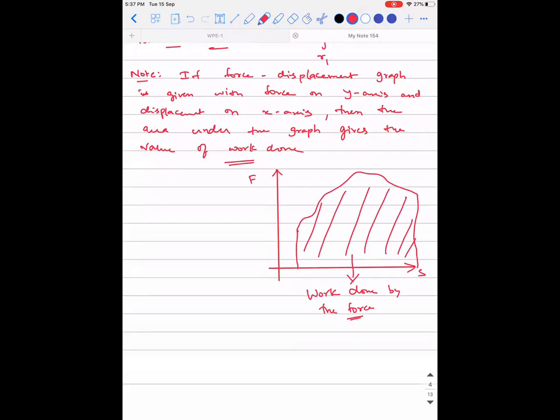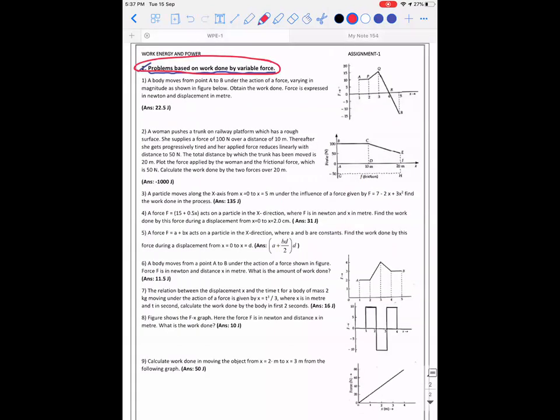Okay, is this clear? Yes, sir. So we are going to use these concepts to solve the problem based on this exercise.